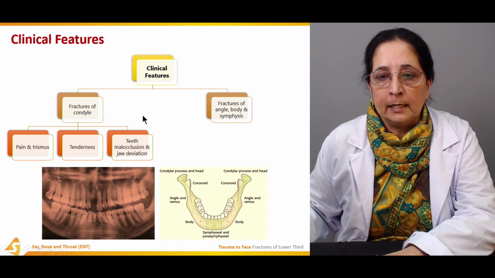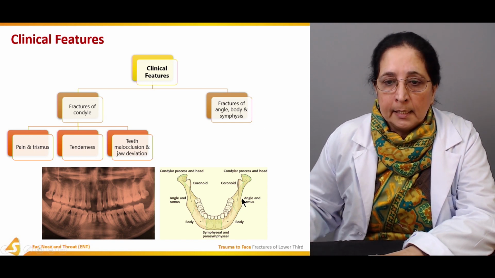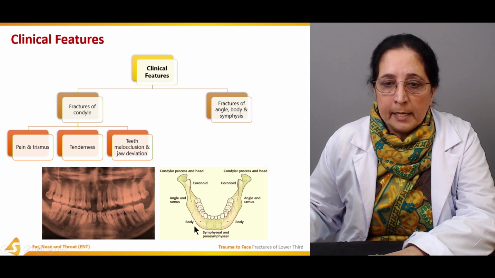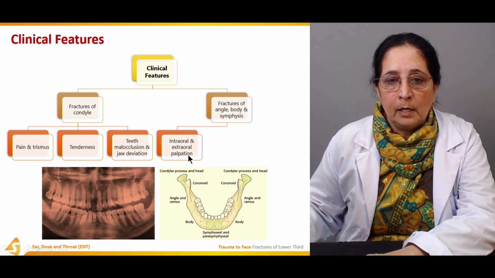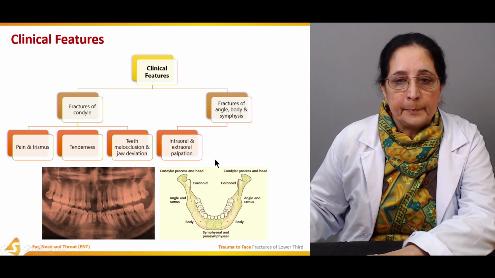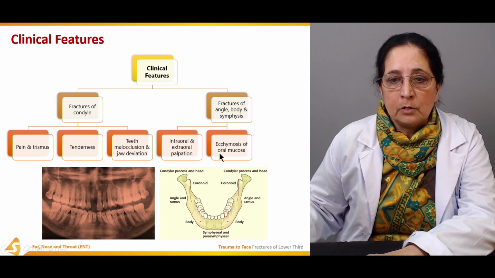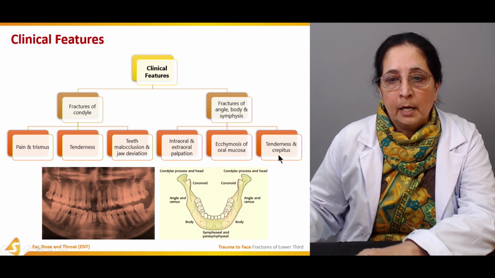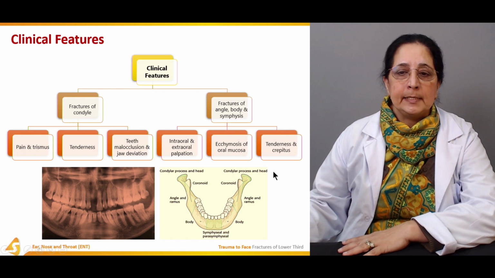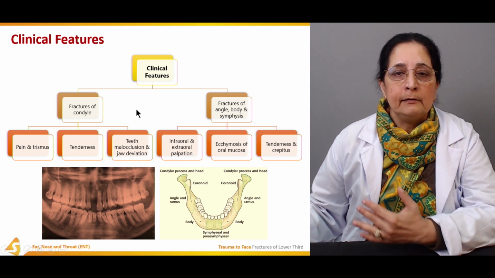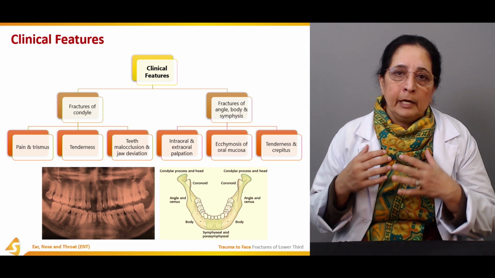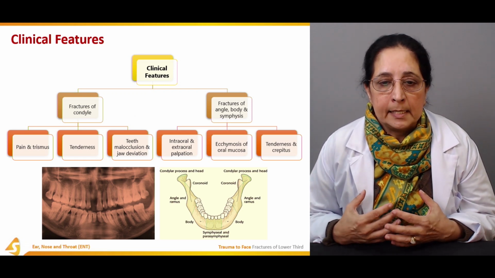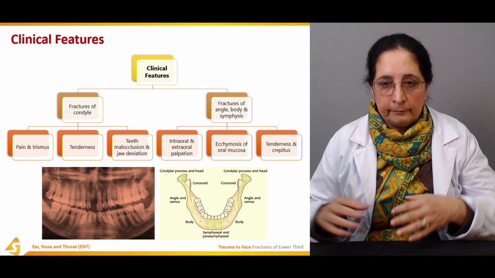Fractures of the angle, body and symphysis. This is the angle, body and symphysis. If this is involved in the fracture, then there is intraoral and extraoral palpation, ecchymosis of oral mucosa, and tenderness and crepitus. So these are different clinical features associated with the area of the mandible that is involved with the fracture.